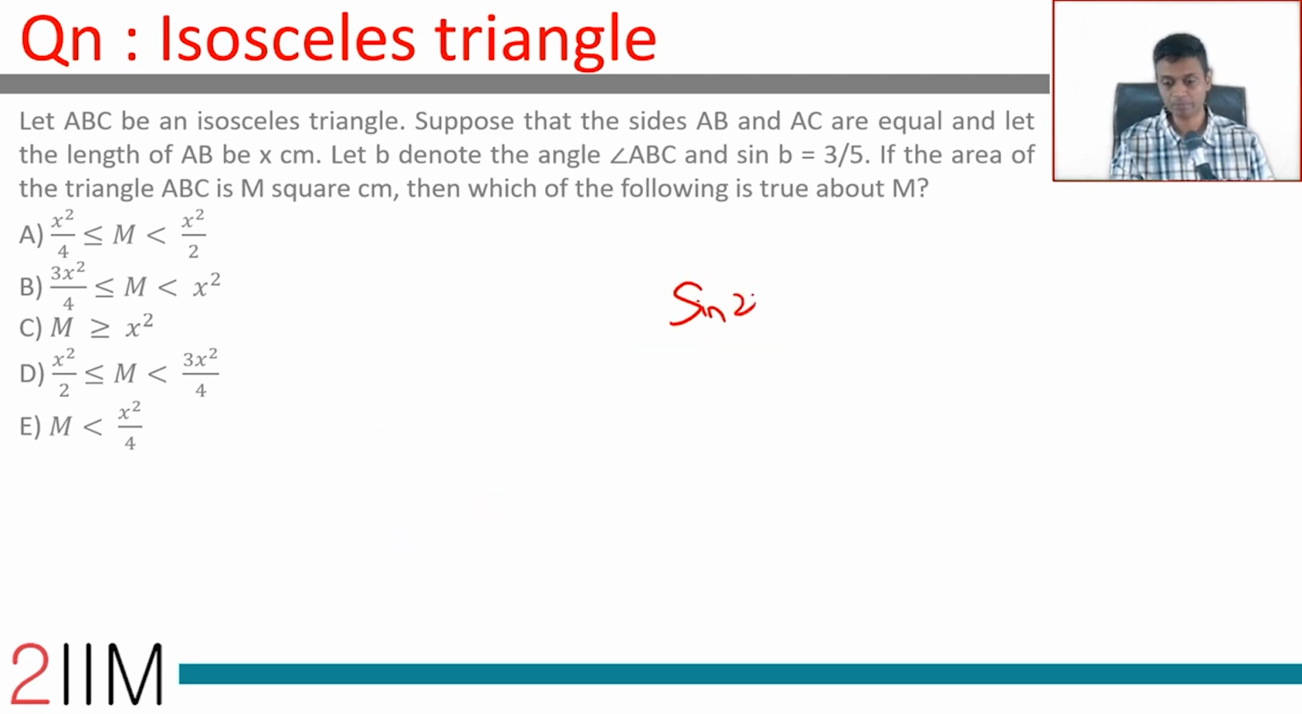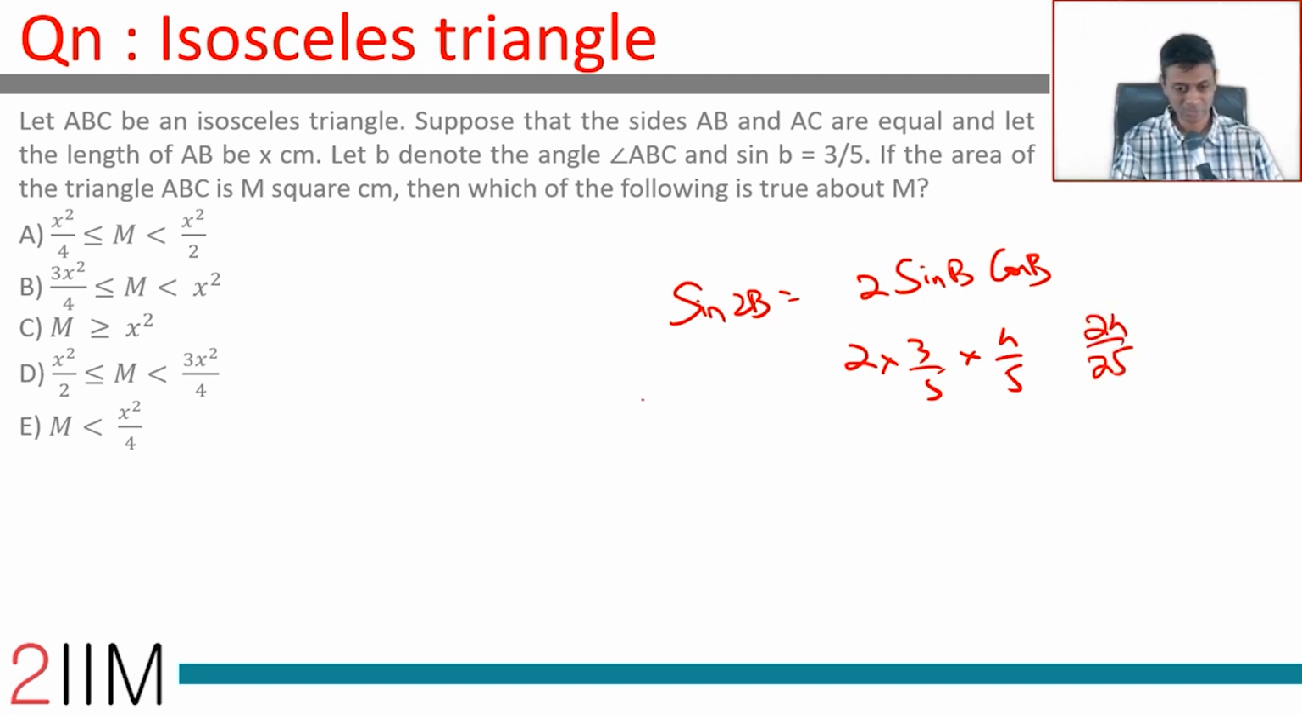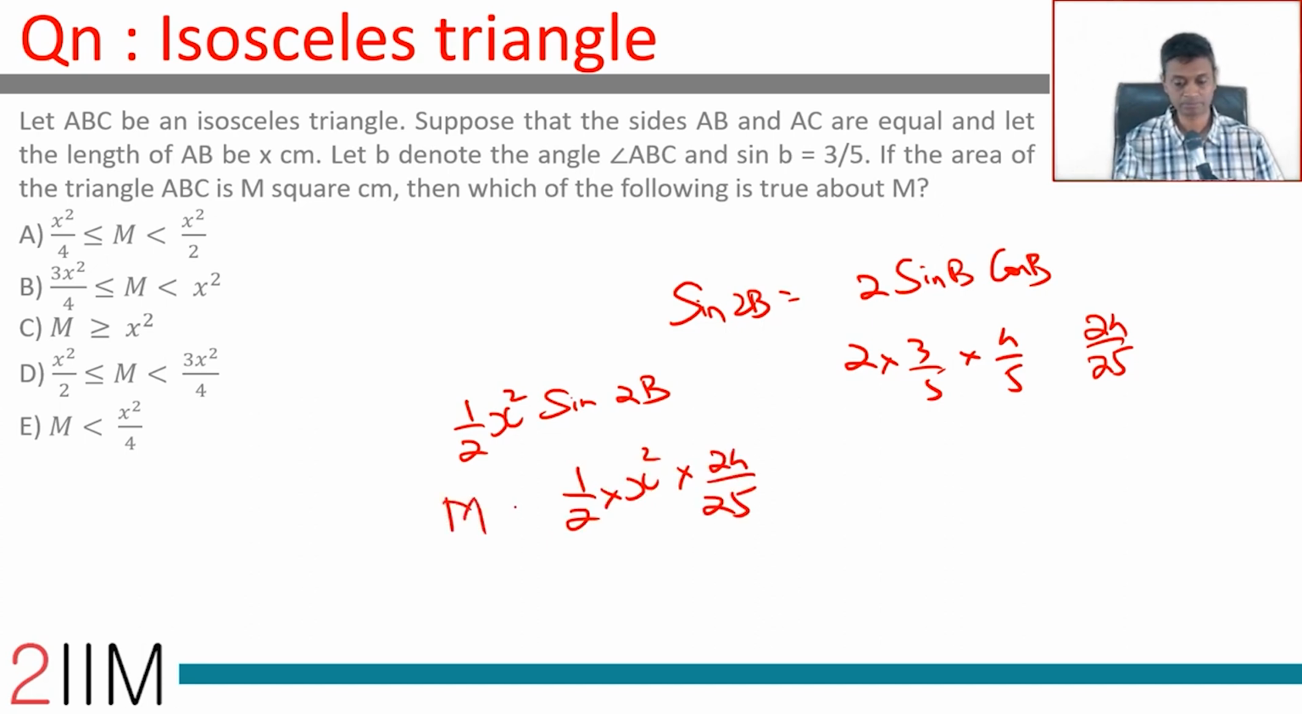Sin 2B is 2 sin B cos B, 2 into 3 by 5 into 4 by 5. 2 into 3, 6 into 4, 24. 24 by 25. So area is half x square sin 2B, which is half into x square into 24 by 25. This is m. M equals 12x square by 25.